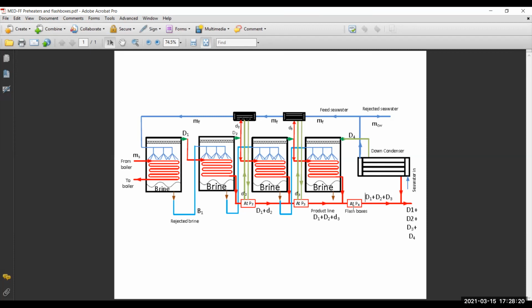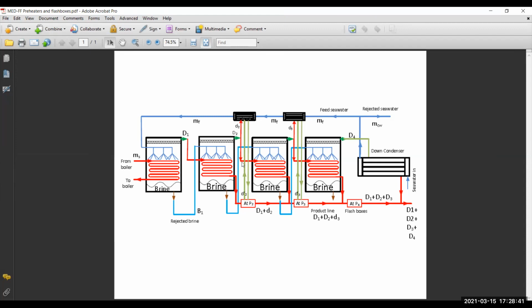This is a good point. This is one of them. The second actually is related to whatever I'm writing here. What is leaving here, this green arrow, is D2. But we have taken a part of it, which is small d2, to the preheater, isn't it?